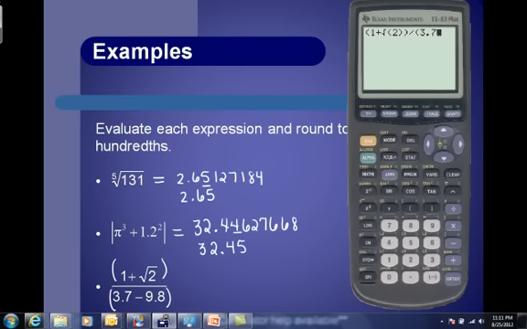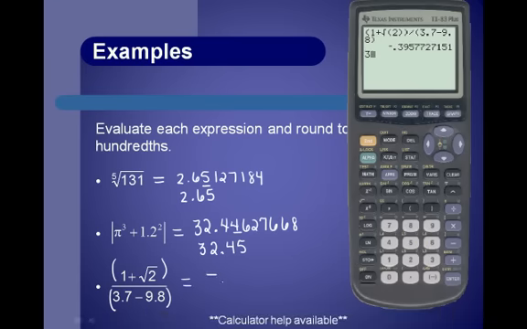Divided by, and then the denominator of the fraction, because it has more than one term, we've got to put it in parentheses. So we would get 3.7 minus 9.8. And then when we press enter, we get negative 0.3957727151 rounded to the nearest hundredth. We mark the 9, we look beside it which says we add 1. Well, if you add 1 to 9 you get 10, so in this case it's going to be negative 0.40.